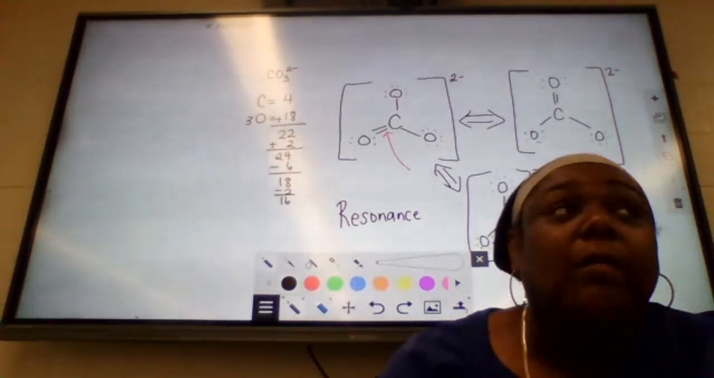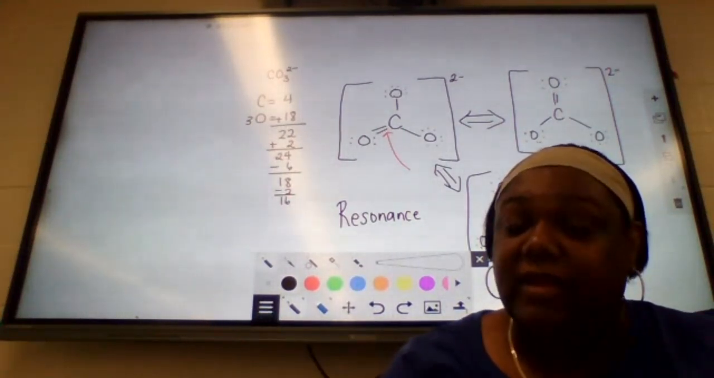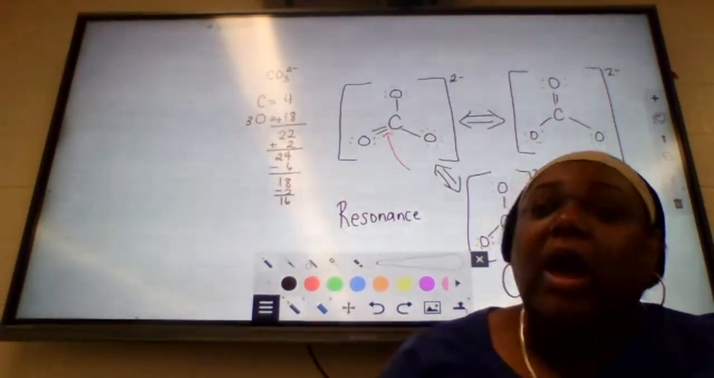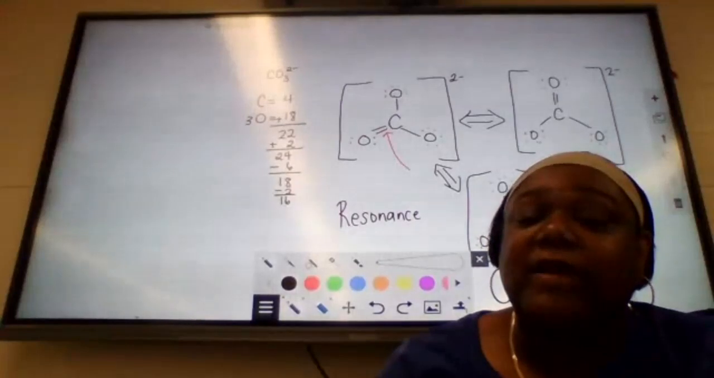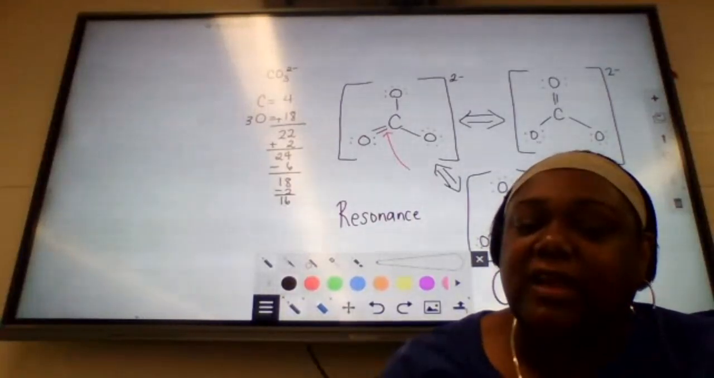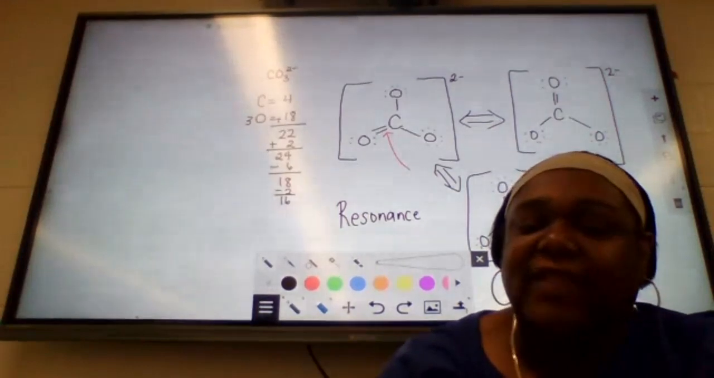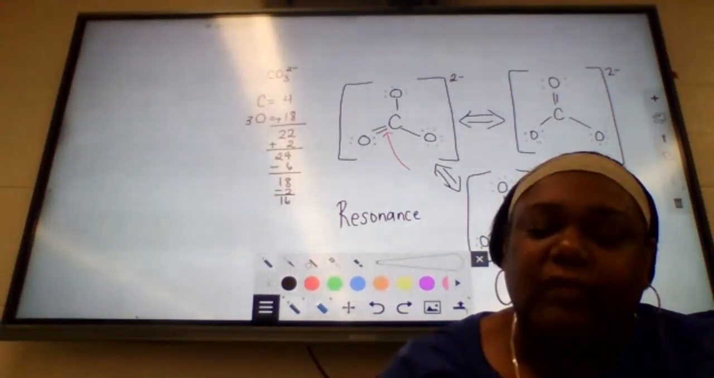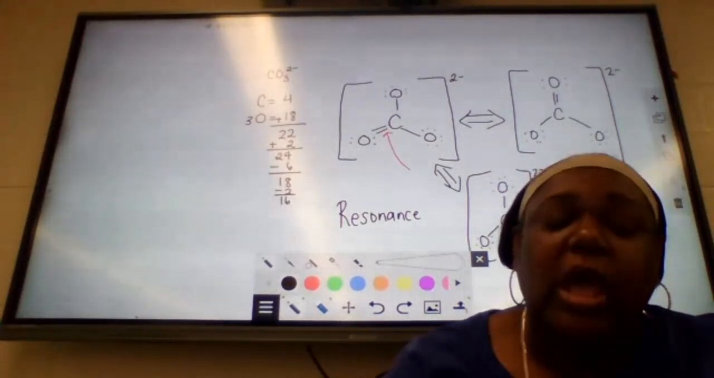Another exception is, what about elements where it's impossible for you to give everything 8 valence electrons, like in BH3? Well, in BH3, you don't even have 8 total valence electrons in your pool. So you can't give things 8 if you don't have 8 electrons in the pool to start with. All right, so that's another exception to the octet rule.